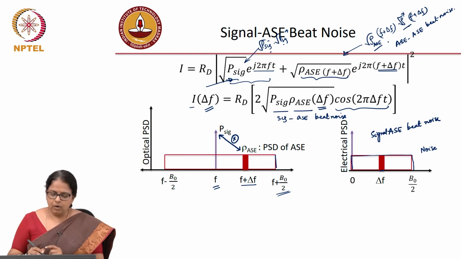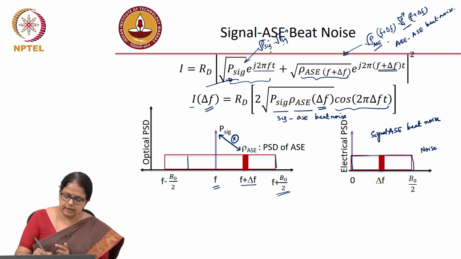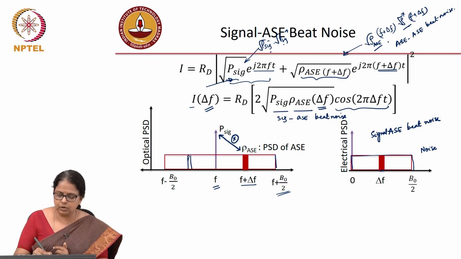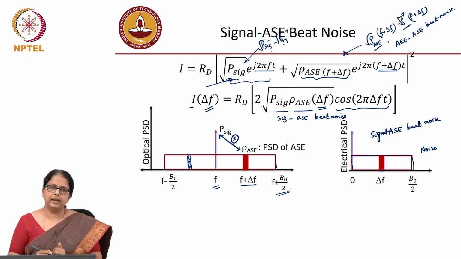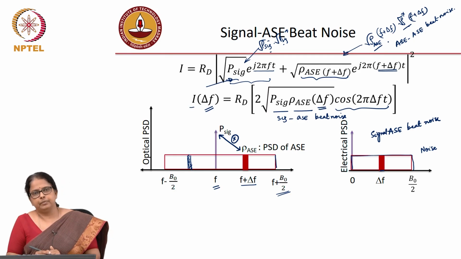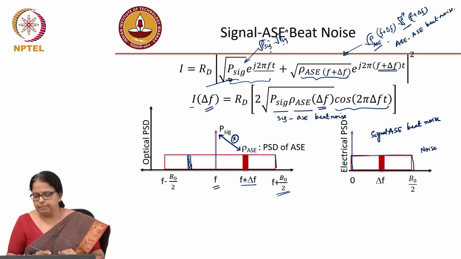Okay. Now, what about this on the left side? I could have also considered a band like this, a small red band on the left side of my signal also. That would also lead to the same beat frequency. So, which means that effectively I should double my power spectral density.